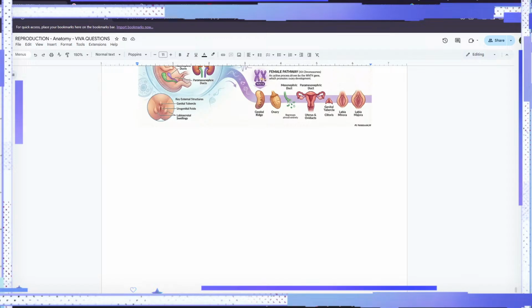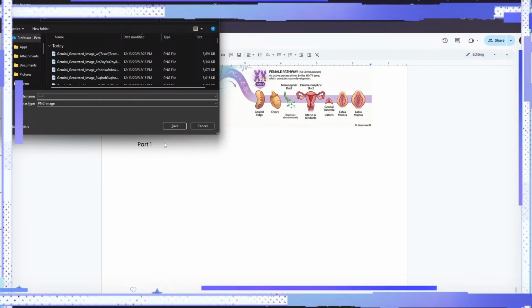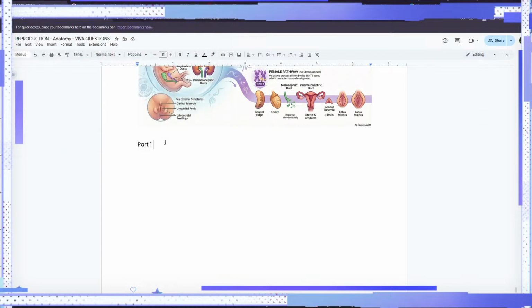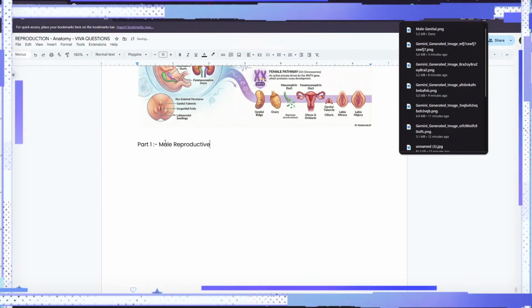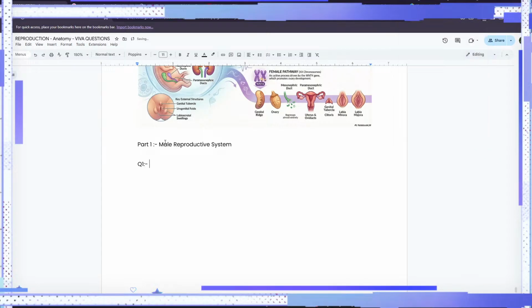So, first question. So, part one is the male reproductive system. Question number one: from which embryological structure do the male reproductive organs develop?